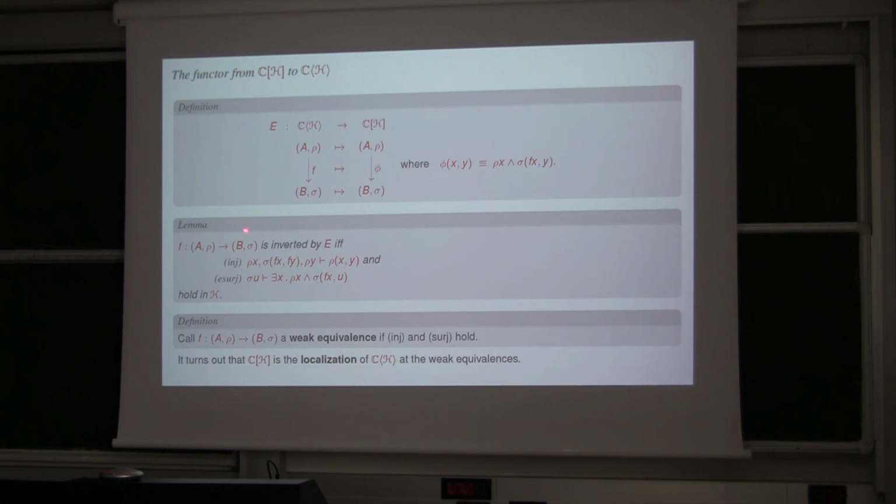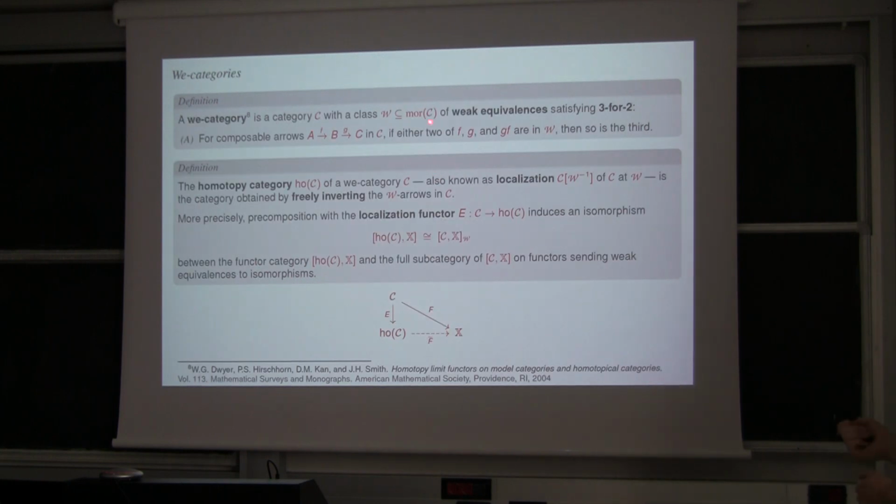Okay, and so these are the arrows that are inverted by E, and I'm going to call an arrow a weak equivalence if it is inverted by E. And so now we're going to show that this category is the localization of this category at the weak equivalences. Before doing that, I'm going to recall what localization means and introduce some additional terminology, namely the concept of WE category. So this is short for weak equivalence category, I suppose. This terminology is used in this book, Calculus of Fractions and Homotopy Theory, by Dwyer, Hirschhorn, Kan and Smith, which develops a theory of localization fairly systematically.